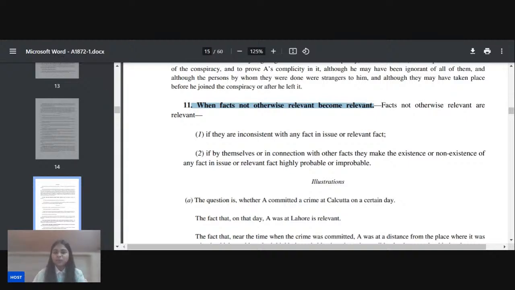Alibi means elsewhere. Alibi in Latin means elsewhere. So if a crime has taken place and the accused is charged for that crime, then he can take a plea that at the time of the incident he was not present there, he was present somewhere else. And if he can show that he was not present at the spot of the commission of the crime, but at some other place, then he is said to have taken the plea of alibi, right?